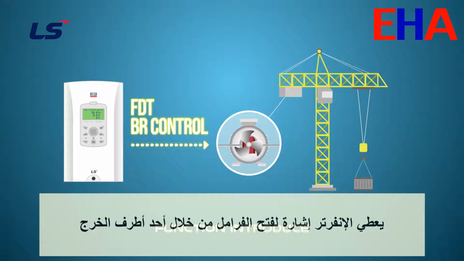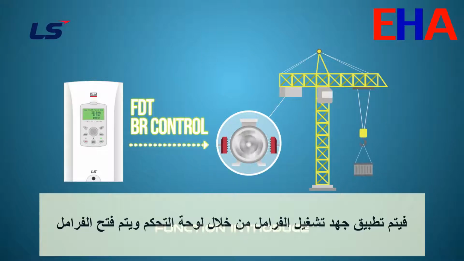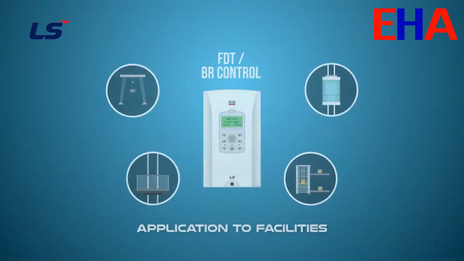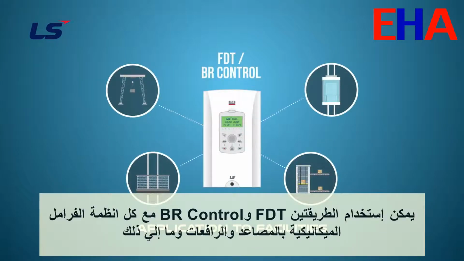The brake opening signal from the drive goes out through a terminal output signal. The operation voltage of the brake is applied through the control panel and the brake opens. Then the brake is closed when the signal from the drive is removed. The FDT and brake control functions are applicable to all mechanical braking installations, such as elevator, crane, industrial lift, drop lift, etc.